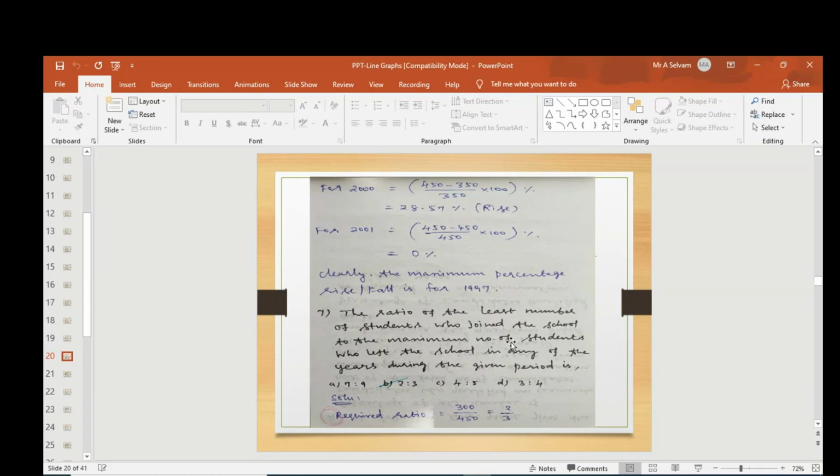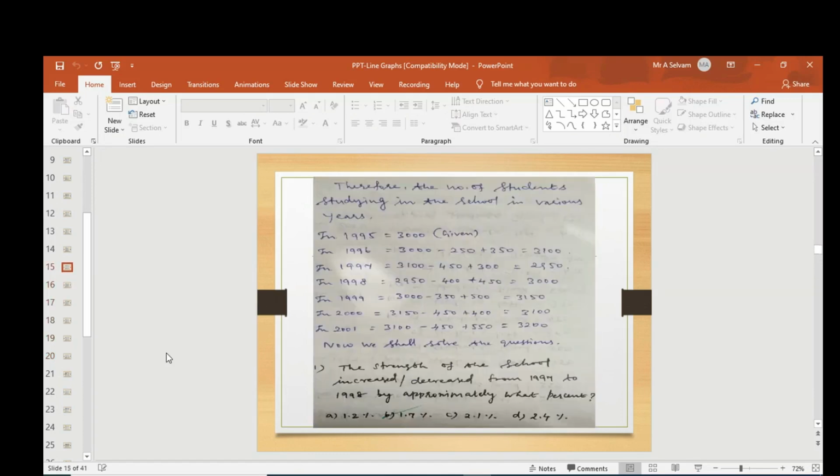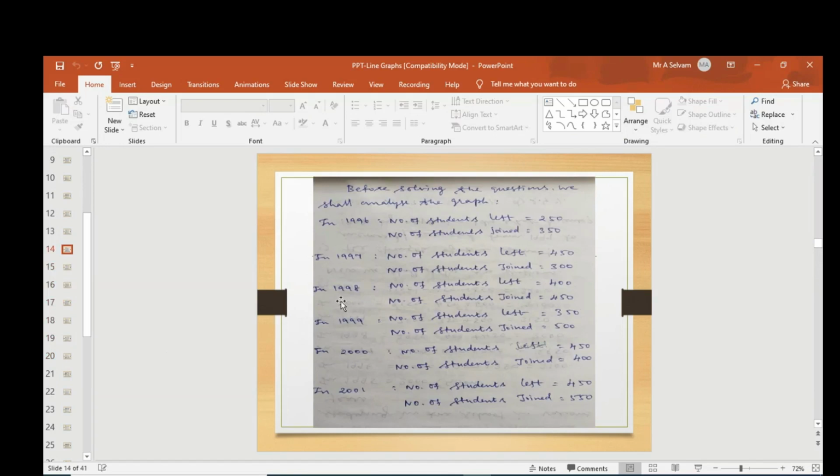Try to understand what they are asking. In any given year, students who have joined the school. The least number of students who have joined the school, to the max number of students who have left the school, we have to compare, right? Look at that part. Least number of students who have joined the school.